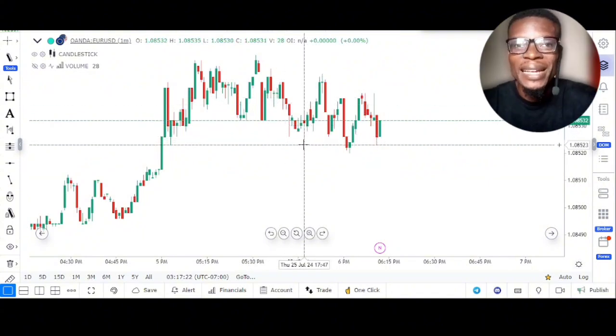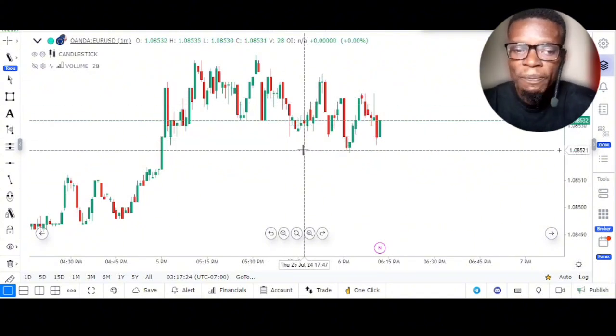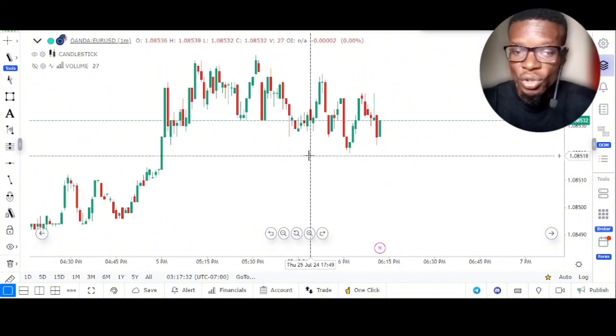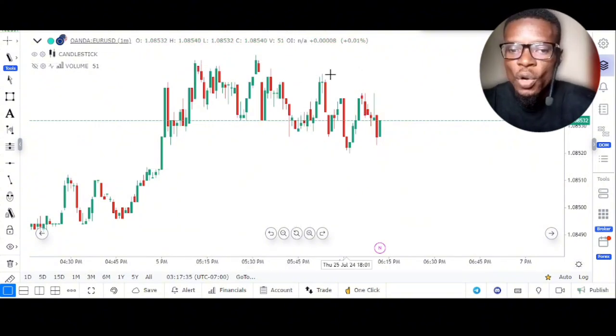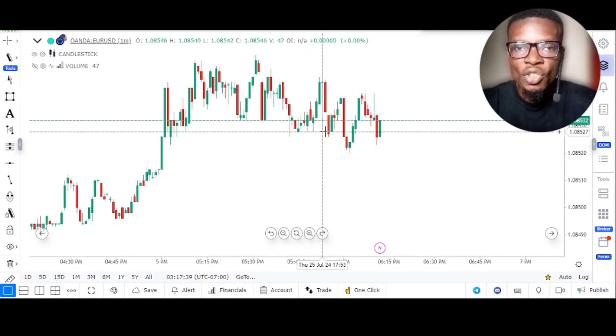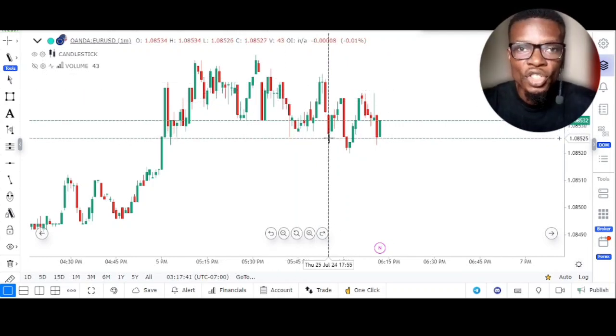Now, how do we identify the entry? To be able to identify the entry, we want to be drawing some key levels. Now, we should be using the trend line in this type of market condition. Remember, if we're having a range, we are going to be using the horizontal levels. But since we are not having a range, we are having a minor downtrend, we want to be using a trend line.